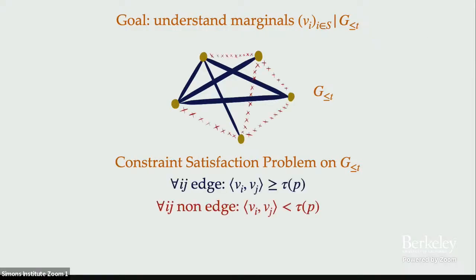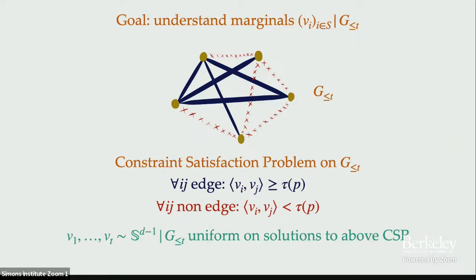Now we impose the edge constraint and non-edge constraint. So the variables are essentially all the vectors we assign to the vertices 1 through T. And the constraint is that all the vertices with edges need to have large inner product, and all the non-edges should have small inner product. So the solution to this CSP is essentially the set of all possible assignments with non-zero probability in this conditional distribution, because they are able to generate the graph GT. Is this clear?